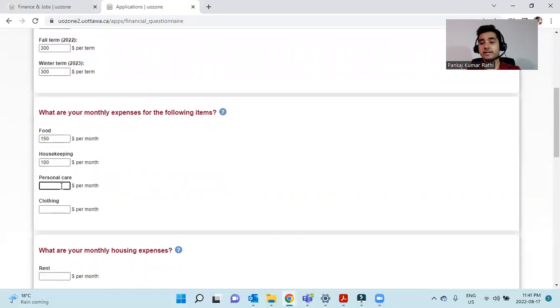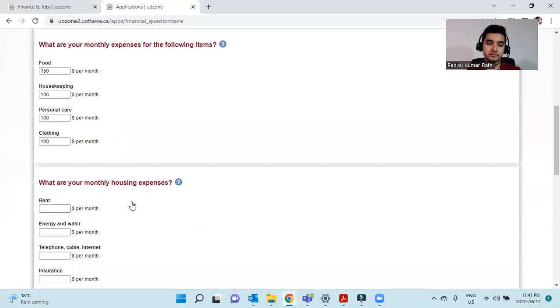For personal care, which includes your detergents, soaps, hand wash, and so on, it all depends on how much you spend. And for clothing, if you're buying clothes and other stuff, whatever it is, you can mention that here.